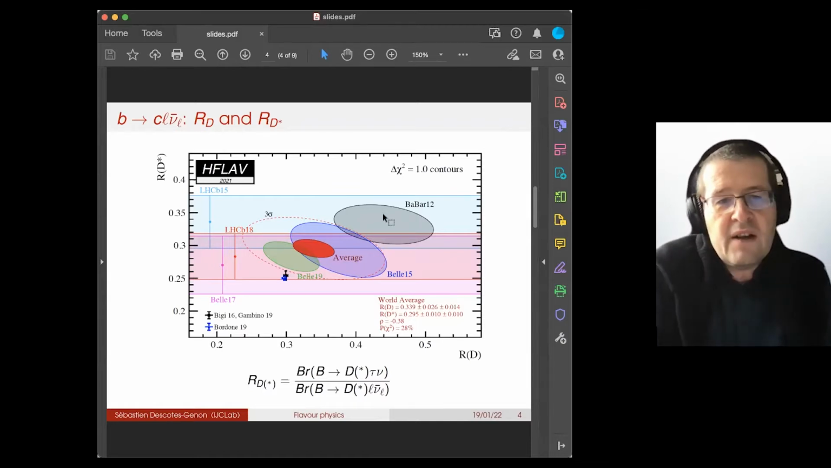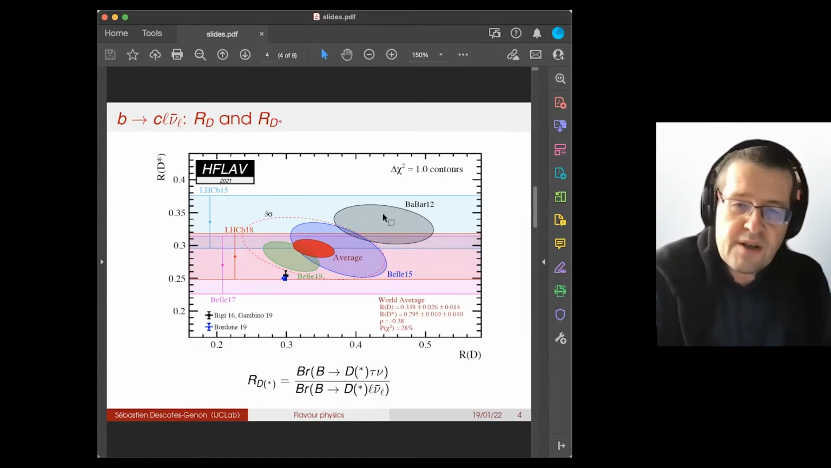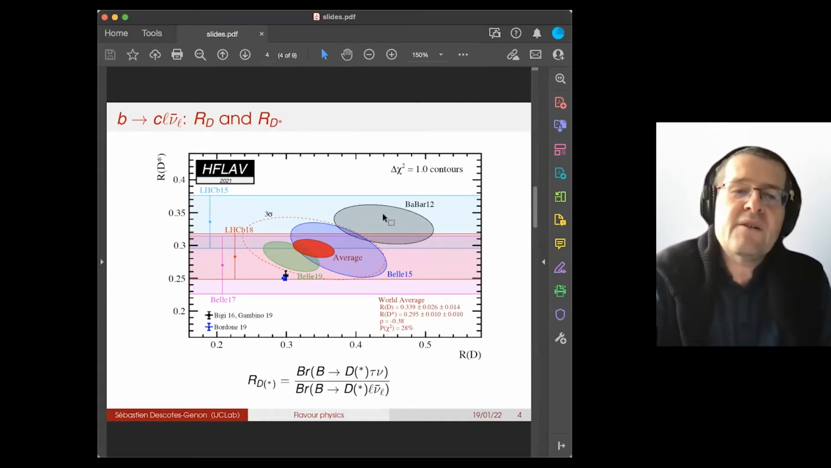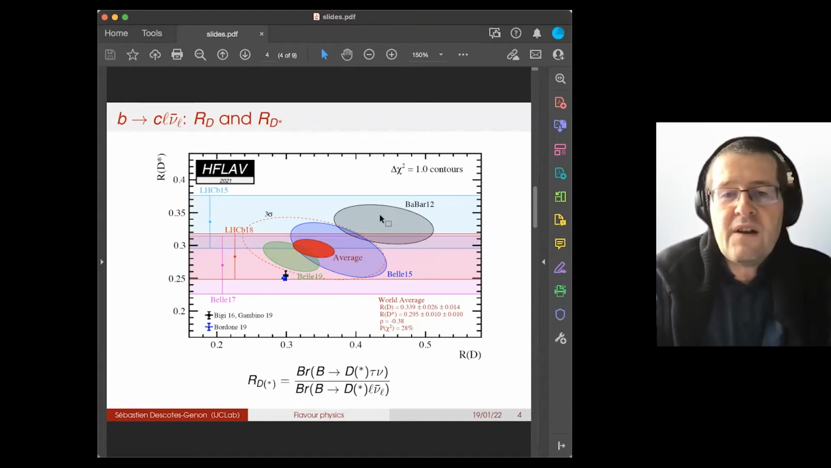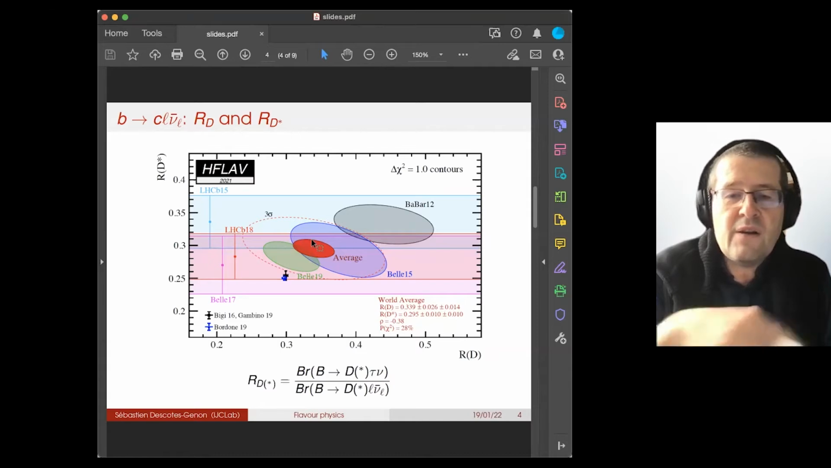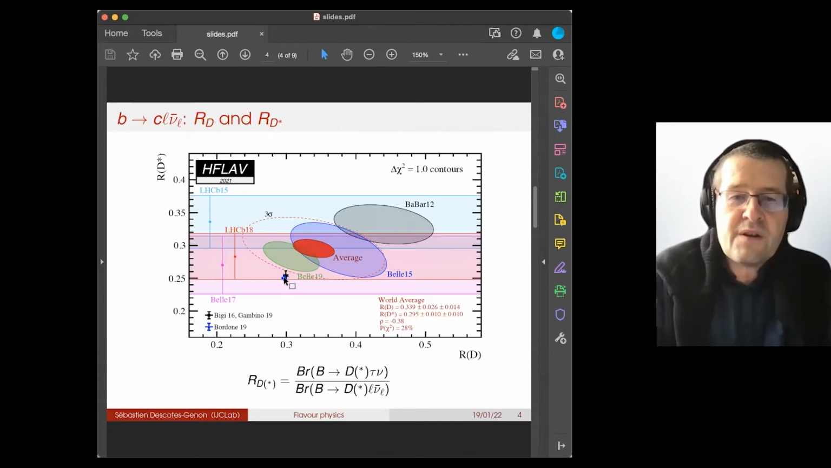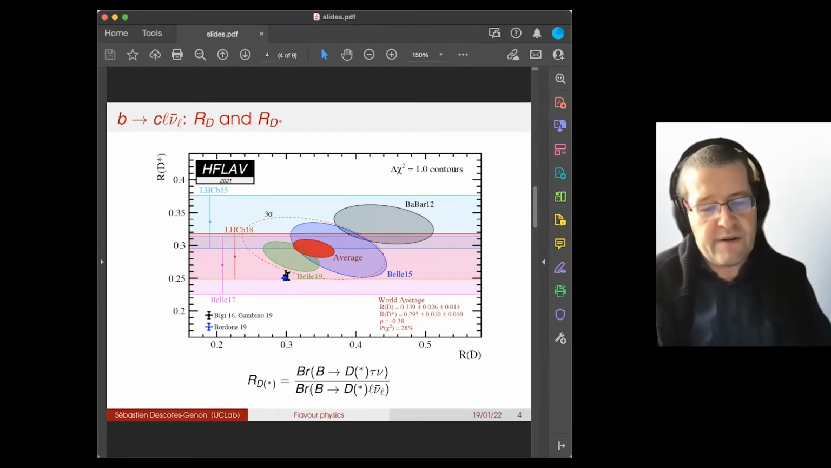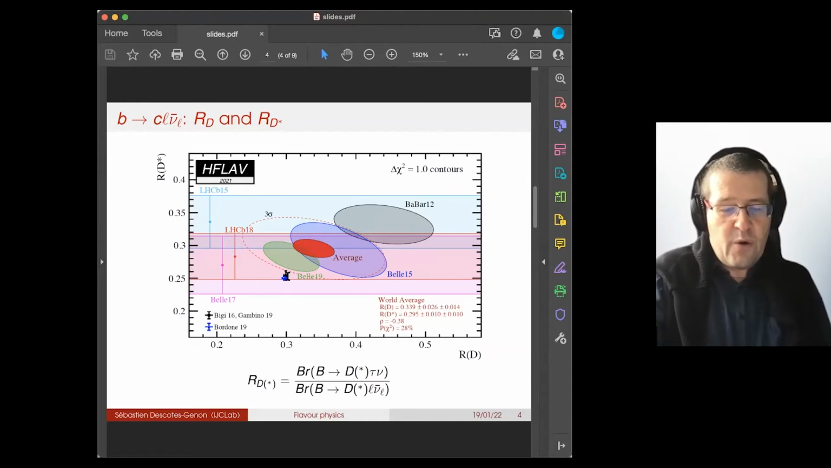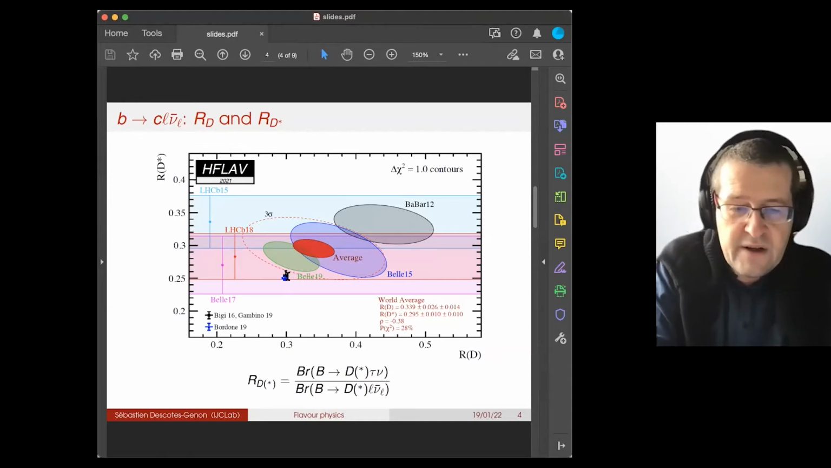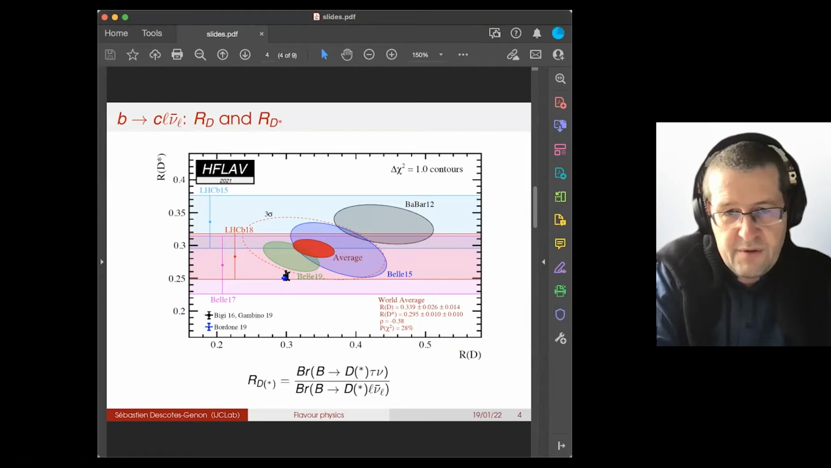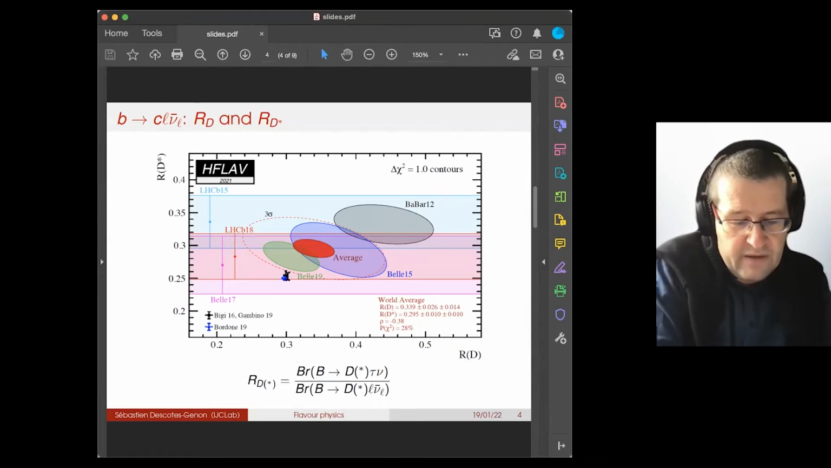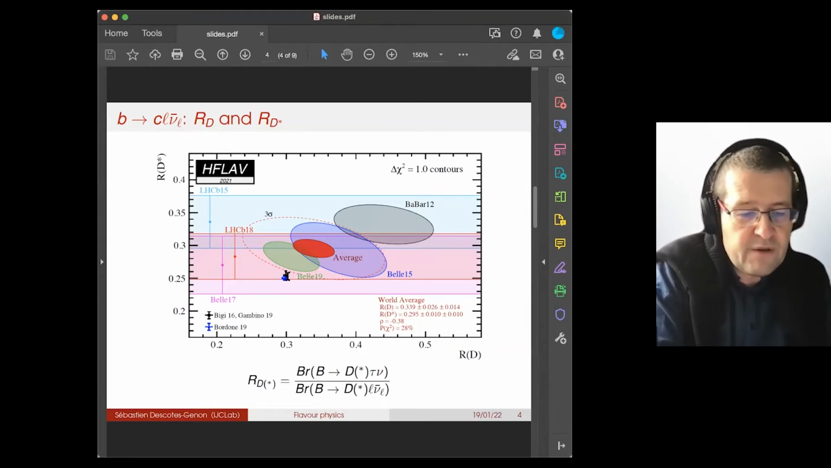And actually, it's more difficult for them to work on RD than on RD star, which explains why they give mainly bands constraining RD star. And you see that the average of all the various constraints gives these values for RD and RD star, compared to the standard model values, which are quite far away. So in the end, it's combined. It's 3.4 sigma in the 2D plot that you're away between experiment and theory.